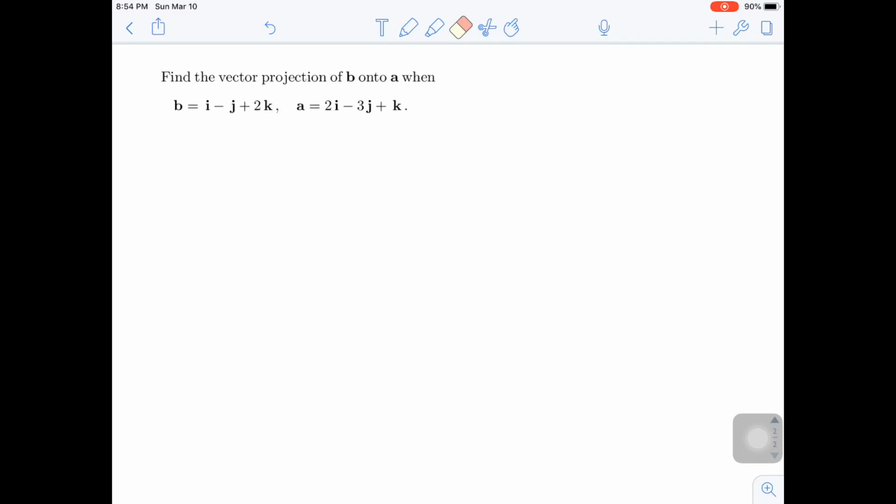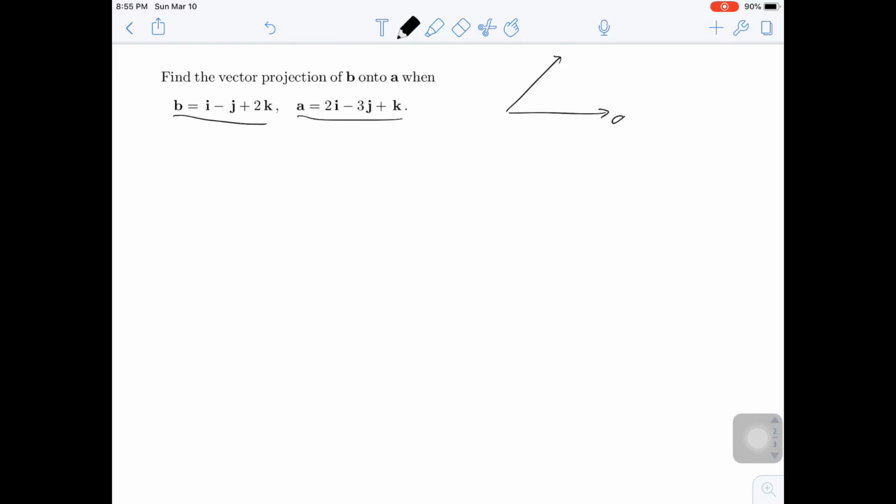Today we are going to talk about finding a vector projection. Here we are asked to find the vector projection of B onto vector A, and we are given vector B and vector A. What does this mean? Let's draw it so you can see it.